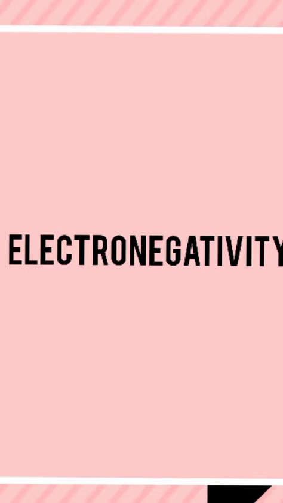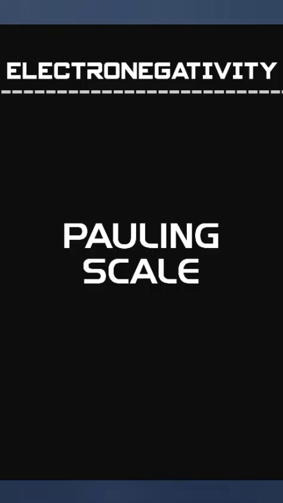Next property, electronegativity. Tendency of an atom to attract shared electron pairs towards itself is called electronegativity. It is not a measurable quantity. However, there are many scales which are used to assess electronegativity. One of such scale is called the Pauling scale. According to this scale, the most electronegative element in the periodic table is fluorine.